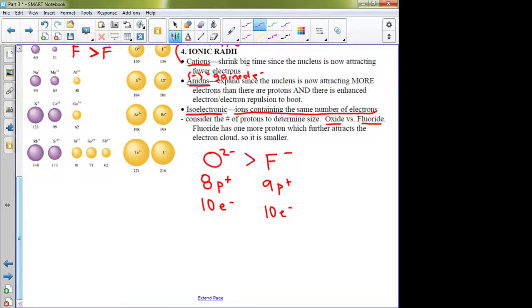F is going to be smaller than oxygen because fluorine has a greater positive pull on these 10 electrons compared to oxygen. Does that make sense? Okay. Same number of electrons, so whichever one has the more positive nucleus is the one who's going to be smaller. We see that?